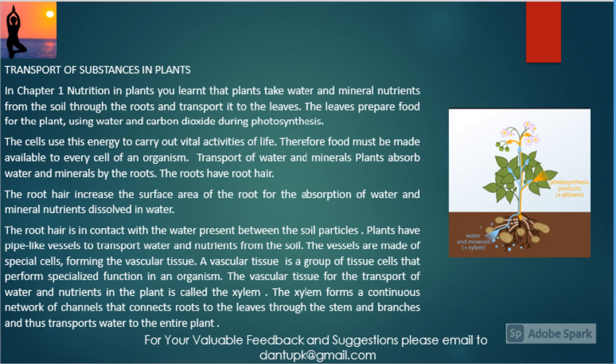Plants have pipe-like vessels to transport water and nutrients from the soil. The vessels are made up of special cells forming the vascular tissue. A vascular tissue is a group of tissue cells that perform a specialized function in an organism. The vascular tissue for the transport of water and nutrients in the plant is called the xylem. The xylem forms a continuous network of channels that connects roots to the leaves through the stem and branches and thus transports water to the entire plant.